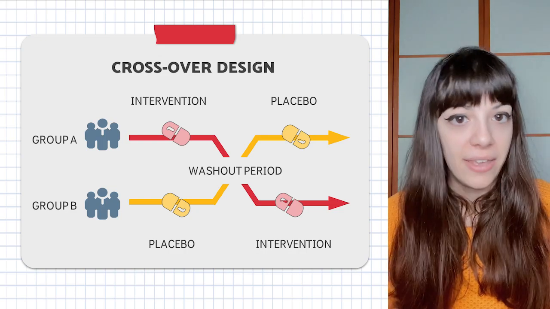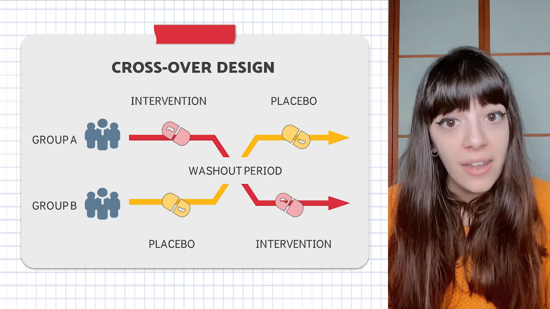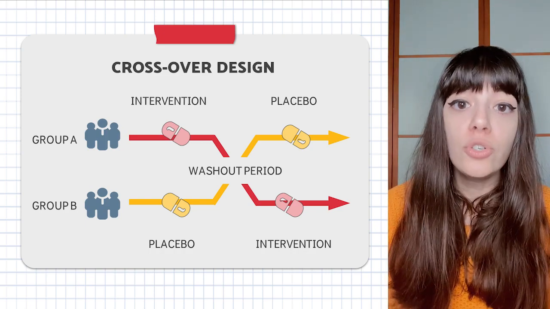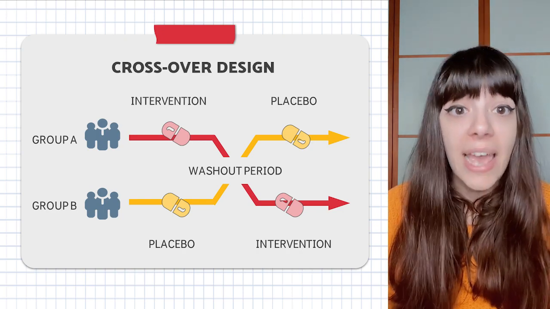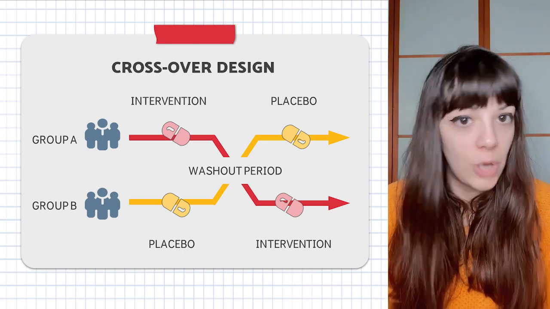Patients from Group A receive the experimental intervention during the first phase. And then, after the so-called washout period, where participants do not receive an intervention, the patients in Group A take the placebo. For the patients in Group B, the situation is similar but opposite.